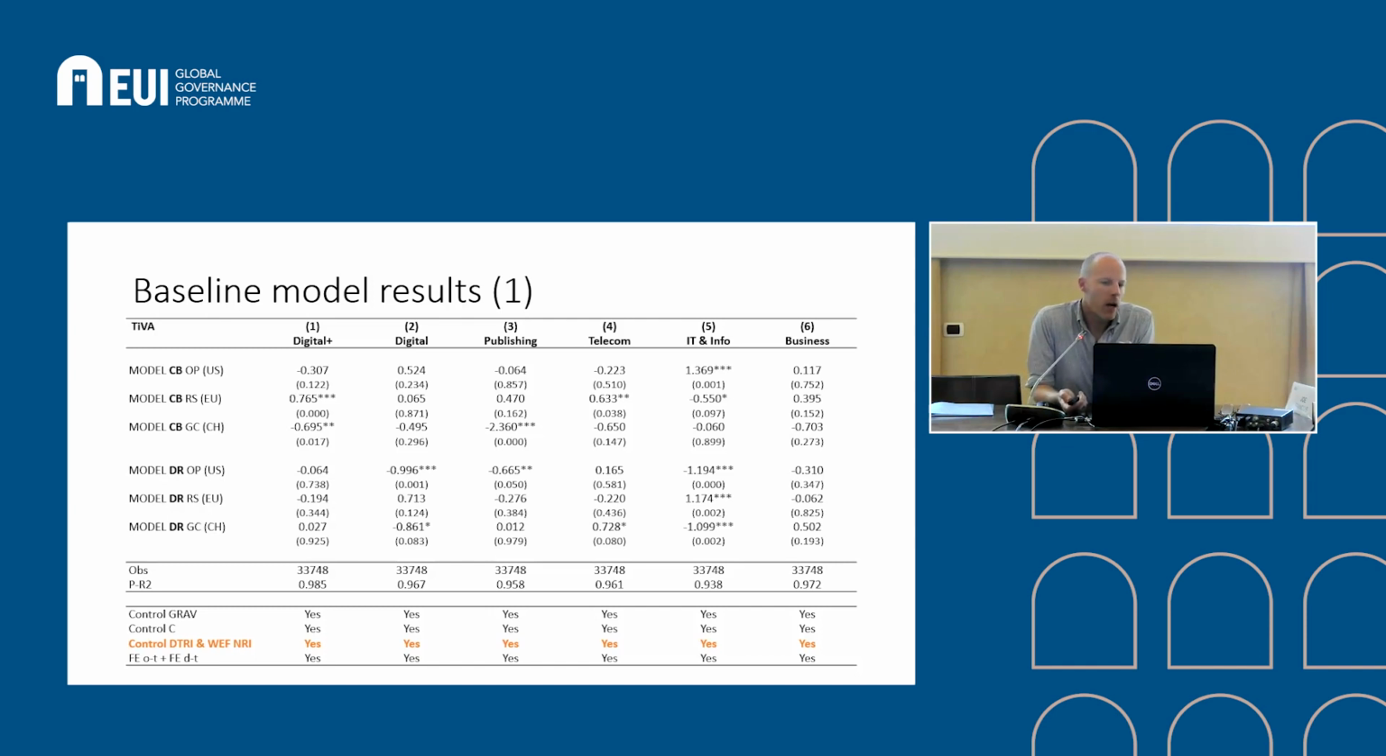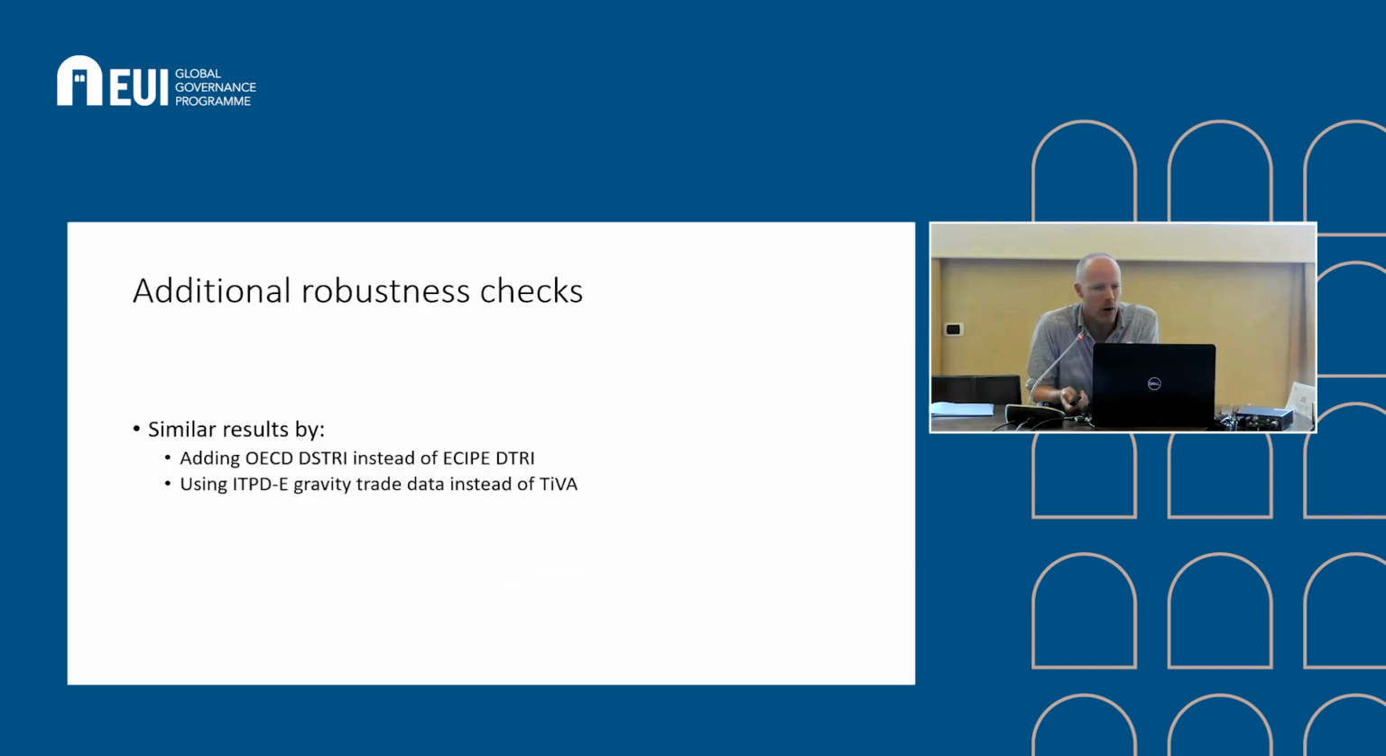And so now, of course, again, we need to control for the standard gravity forces and a couple of other things like the DTRI or the DSTRI, the Digital Services Trade Restrictiveness Index, also the ability of countries, the strength of their digital infrastructure measured by the World Economic Forum NRI, what is it? The Network Readiness Index. All these things are included, and then you get these results now. Okay, so that's one thing.